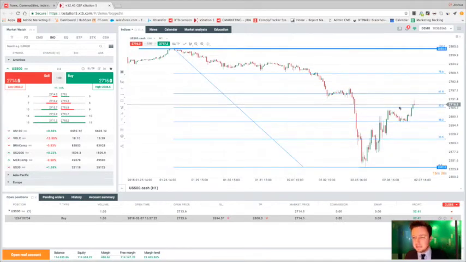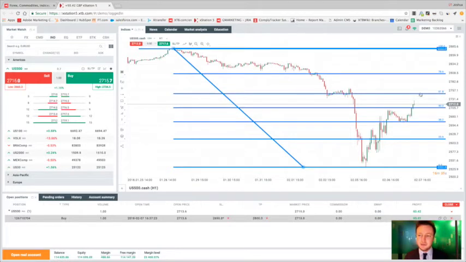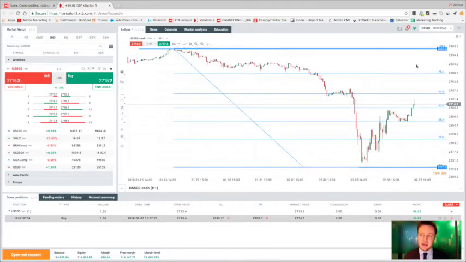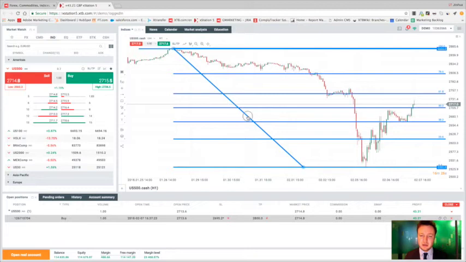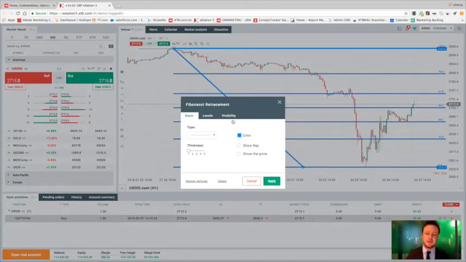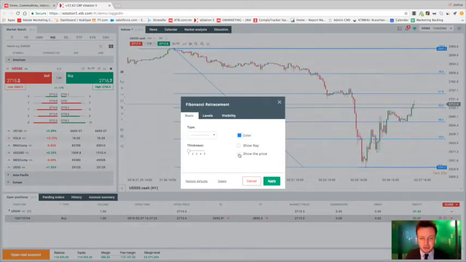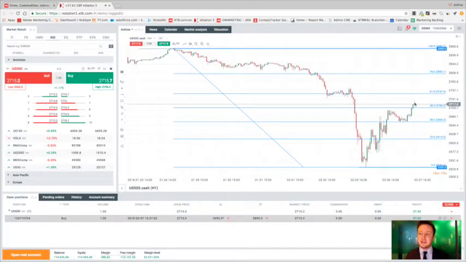You can see the market has recovered more than 50% of these declines, and if we do get back up to the 61.8 level, then we could break above there and we could be set to move higher once more. Now, for the Fibonacci retracement itself, if you click on here and go on show price, it will show you what price each individual level is.